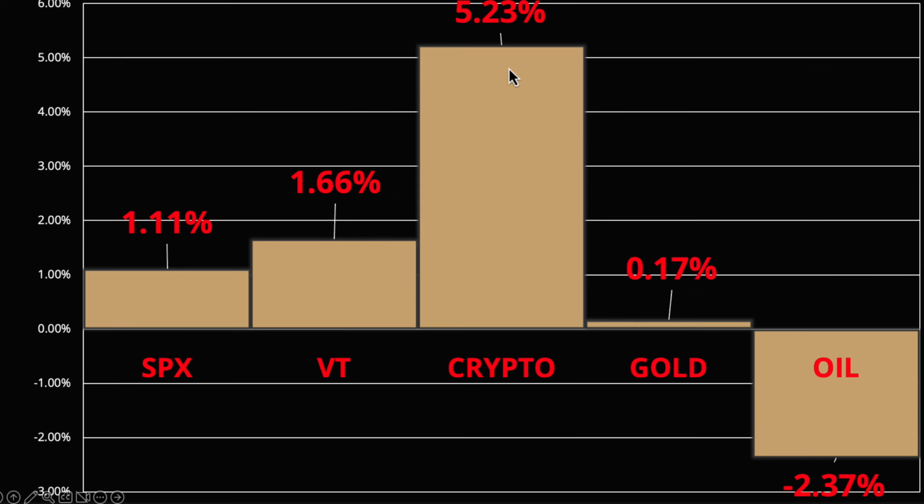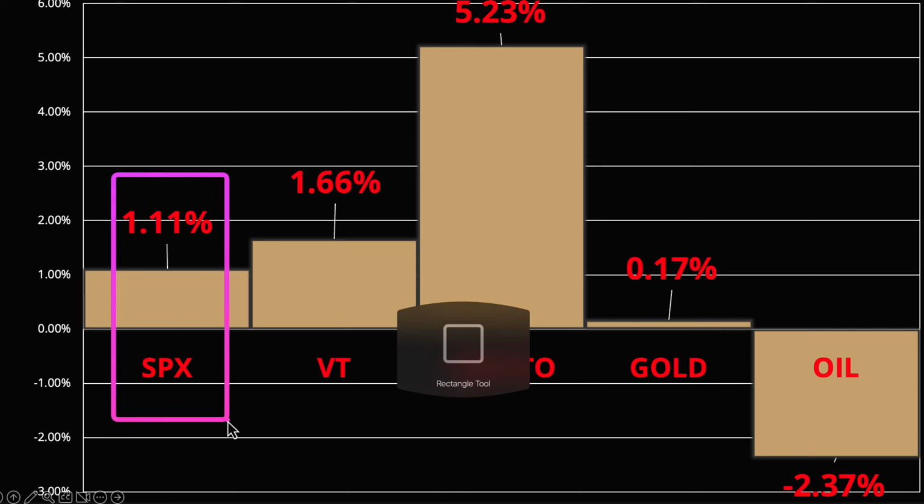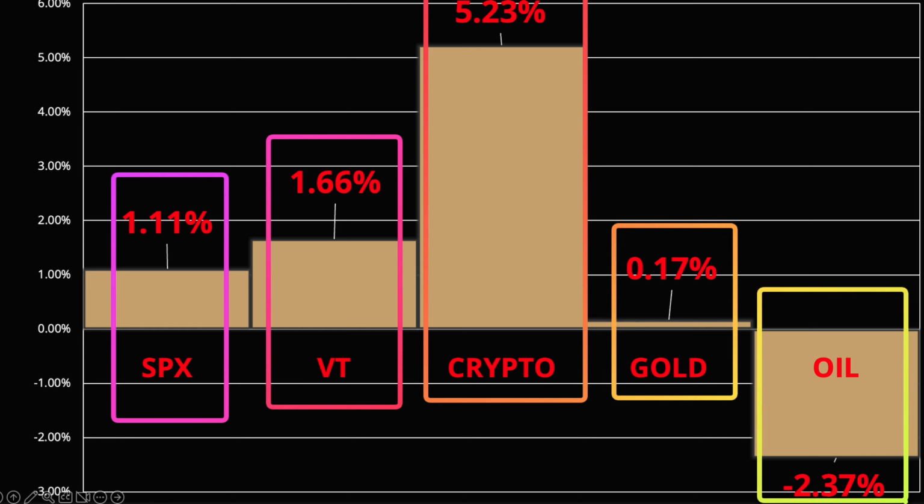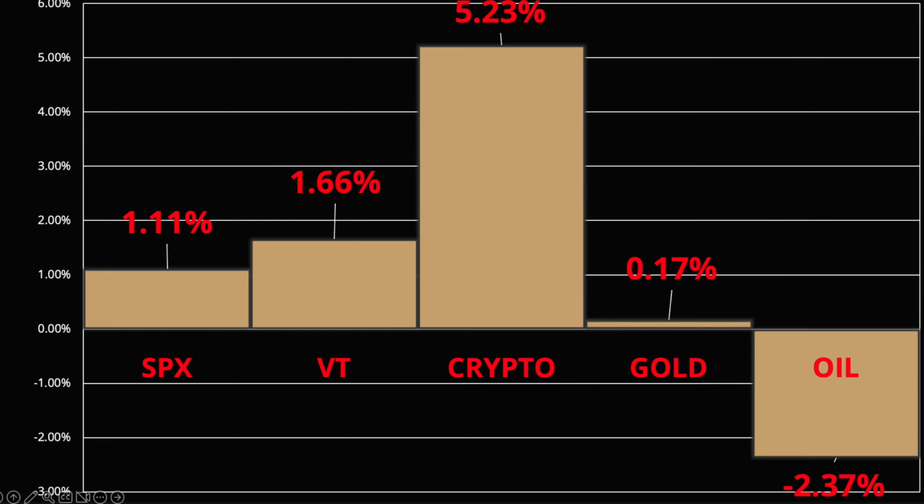Now, taking a look outside of that, the S&P is up 1.11%, the World Stock Index is up as well. Crypto markets are up. Gold is flat and oil is down quite big. Again, we're seeing the oil output is going to be raised, so that's not really good for the oil market. So we're seeing a bit of selling pressure there.